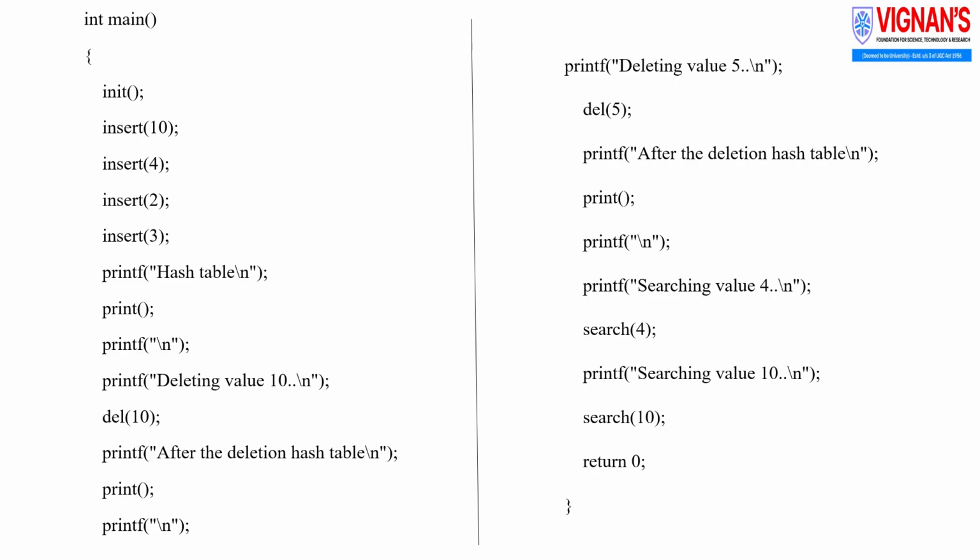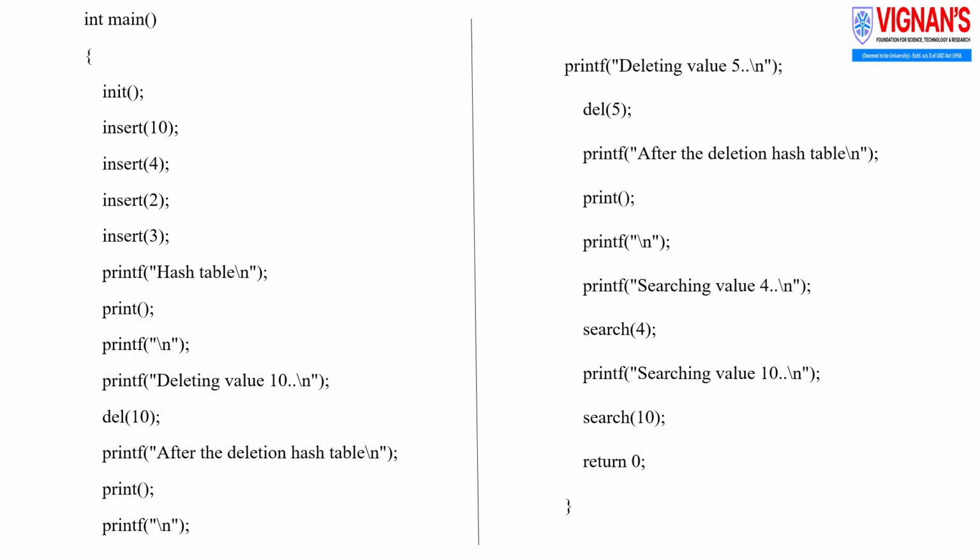Then, the program deletes the value 10 from the hash table and displays the hash table again after deletion. Next, the program deletes the value 5. Since 5 is not present in the hash table, the program handles this case accordingly. After deleting the value 5, the updated hash table is printed.